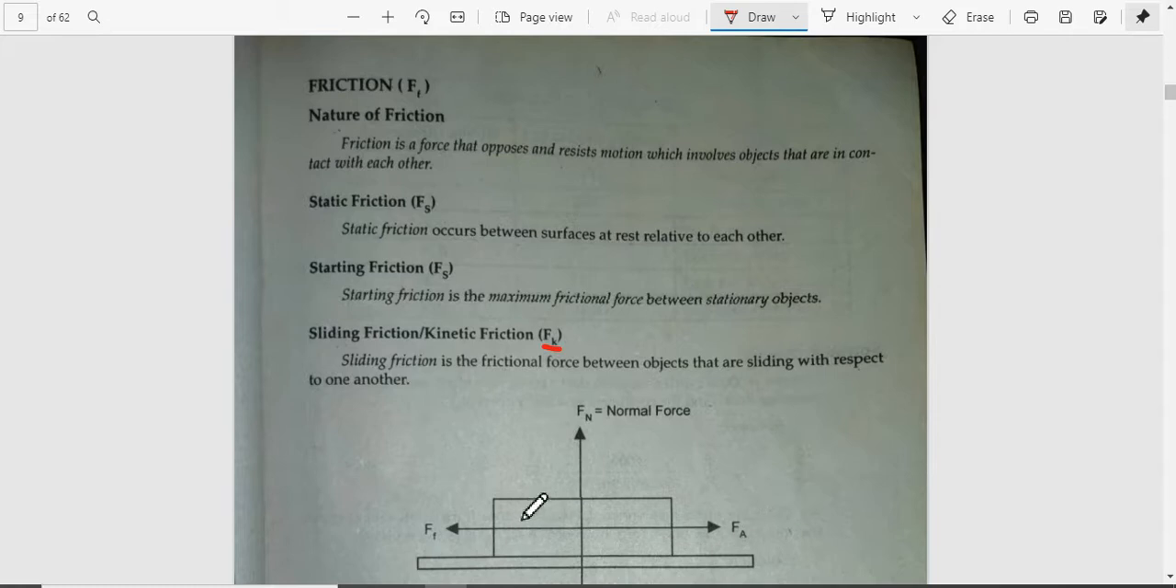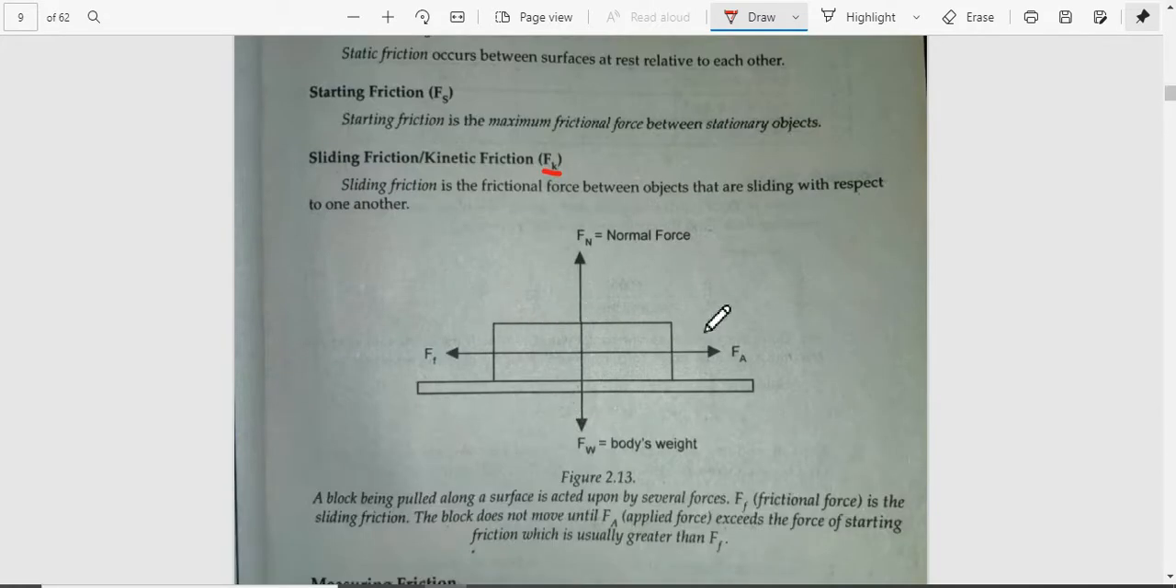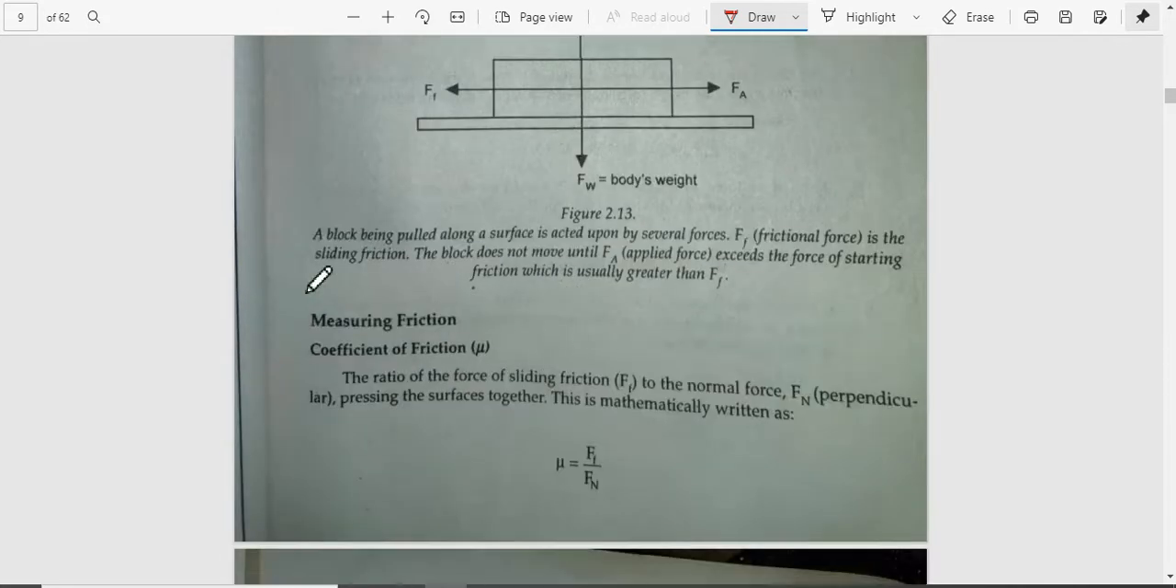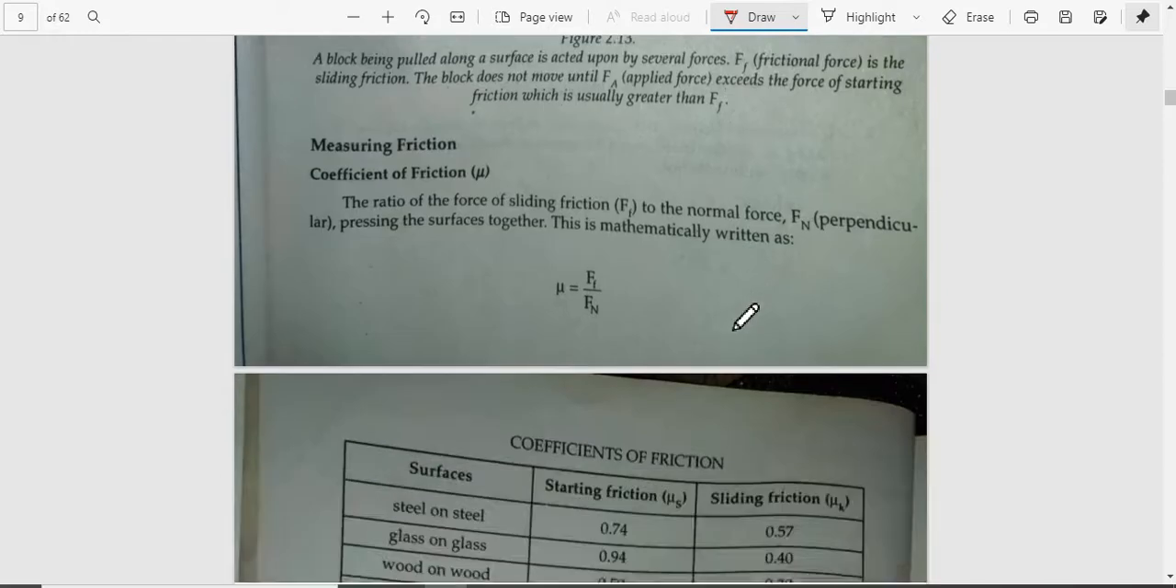Say you push the object toward the left. You have here a block being pulled along a surface with several forces, including your frictional force, the sliding friction. The block does not move until the applied force exceeds the force of starting friction, which is usually greater than your sliding friction. Measuring your friction, you have the coefficient of friction, with the symbol mu. It is the ratio of the force of sliding friction Ff to the normal force Fn pressing the surfaces together. This is written as the coefficient of friction equals Ff, the sliding friction, over the normal force.